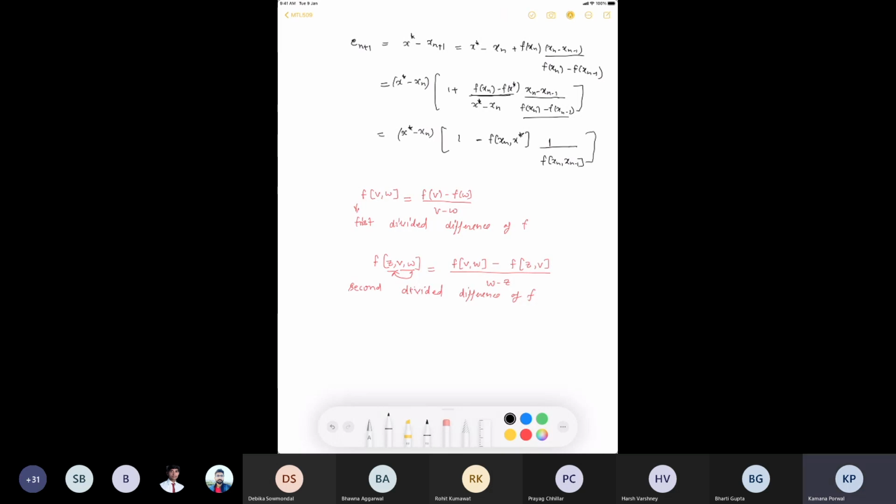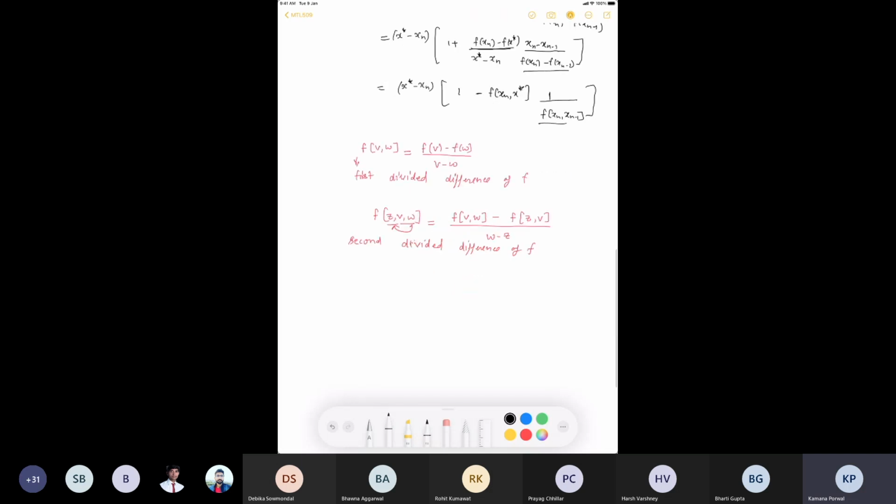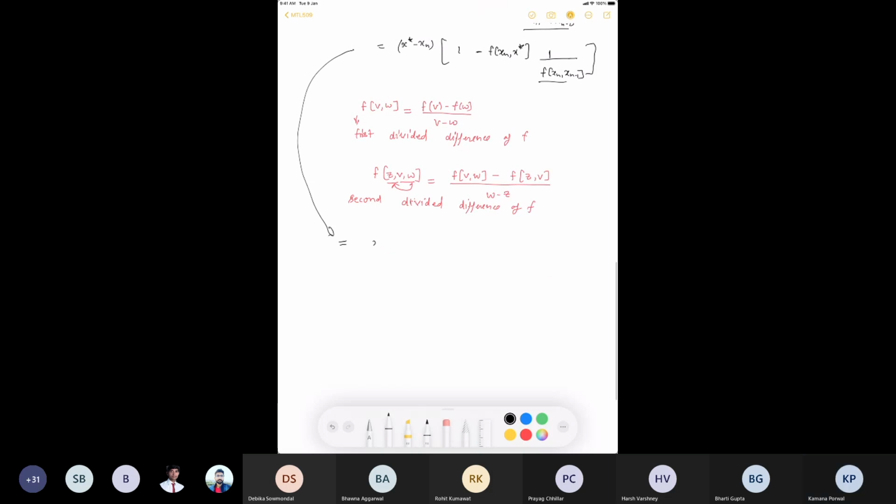I'll do one more step of simplification, because I have this term in the denominator, so I can simplify this further. So I will get f of xn, xn minus 1, minus f of xn, x star divided by f of xn, xn minus 1. If I want to use this relation, then of course I need to divide here. So what I have is f of xn xn minus 1 minus f of xn x star. This has to be the difference. What I have to have here is x star minus xn minus 1. So I'm going to divide by this factor and multiply by this factor.